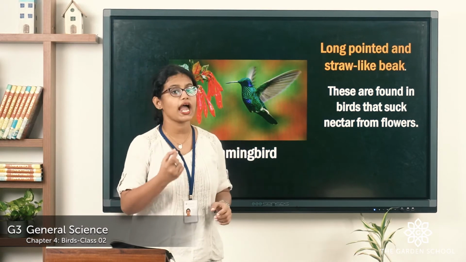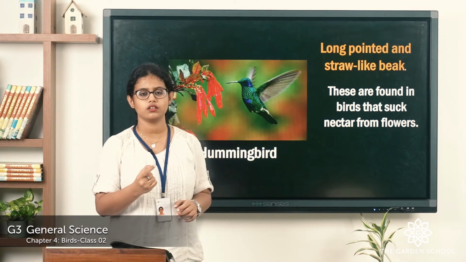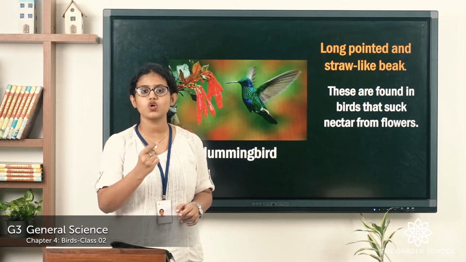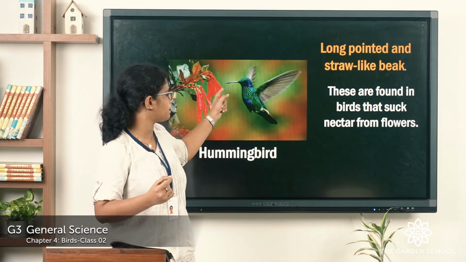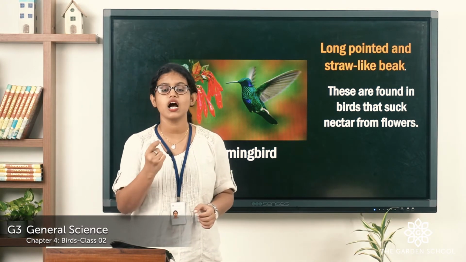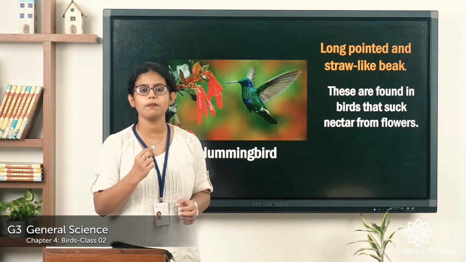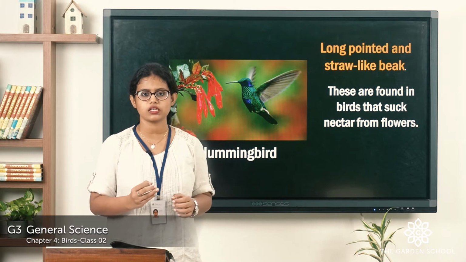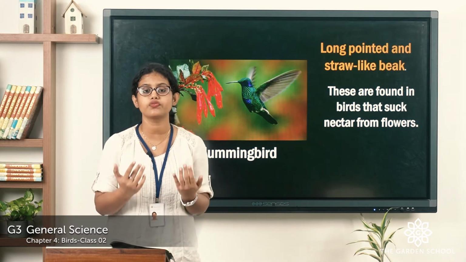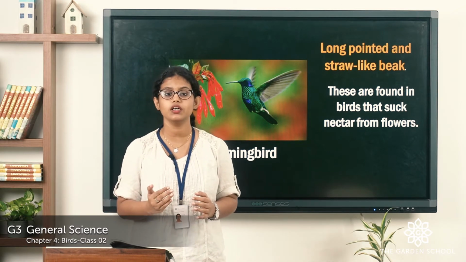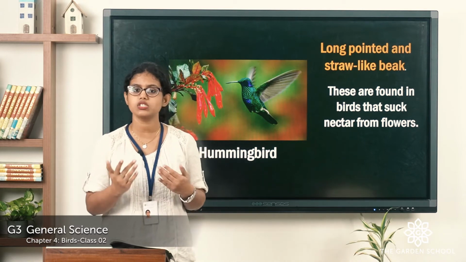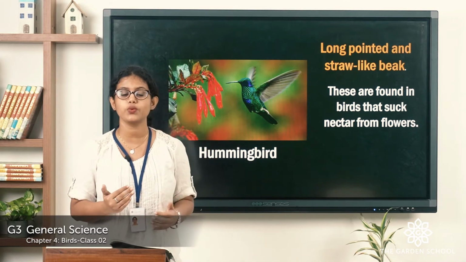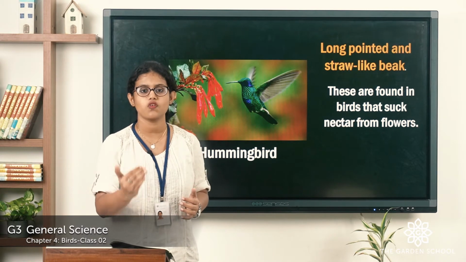Long pointed and straw-like beak. Here you have to see straw-like beak. So you can see the picture here. The picture of a hummingbird. This hummingbird has a straw-like beak. So first of all, let me ask you, what does this hummingbird feed on? This hummingbird feeds on nectar. So what is nectar? Nectar is a sweet juice present in the flower.